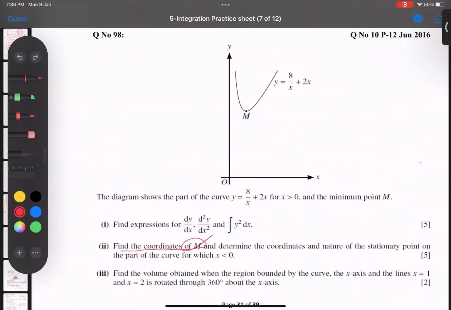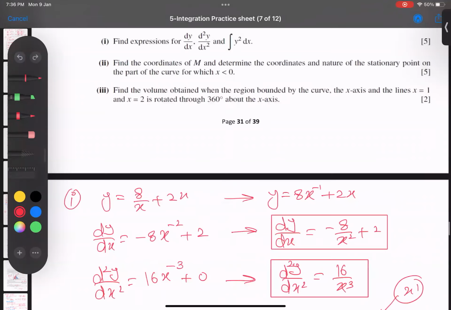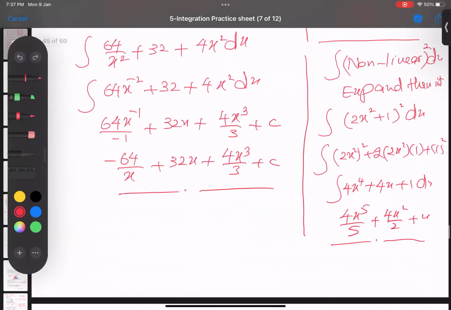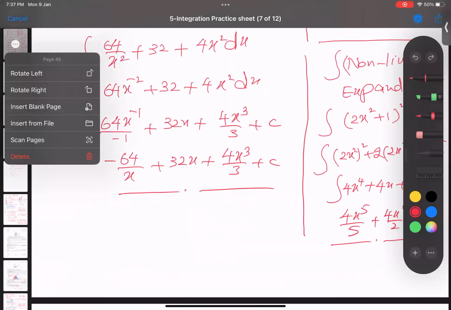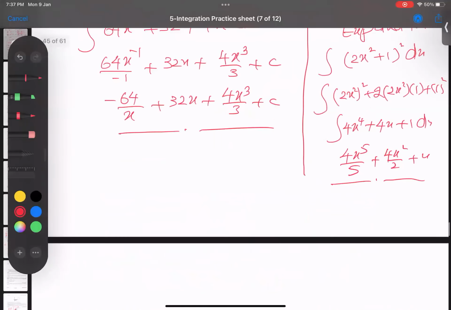Second, he's asking for the M coordinate. M is the point of minima. Whenever we need a point of minima, we need the first derivative equal to 0, and then we decide the nature. For the nature part, we will use the coordinate. So let's start with the M coordinate. So I will put the derivative equal to 0. So part number 2, I'm going to do part number 2, and first derivative equals 0.